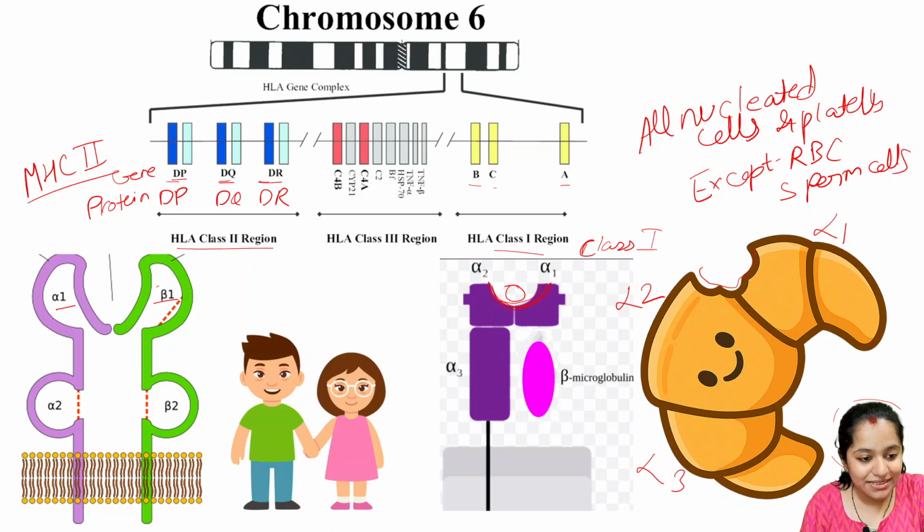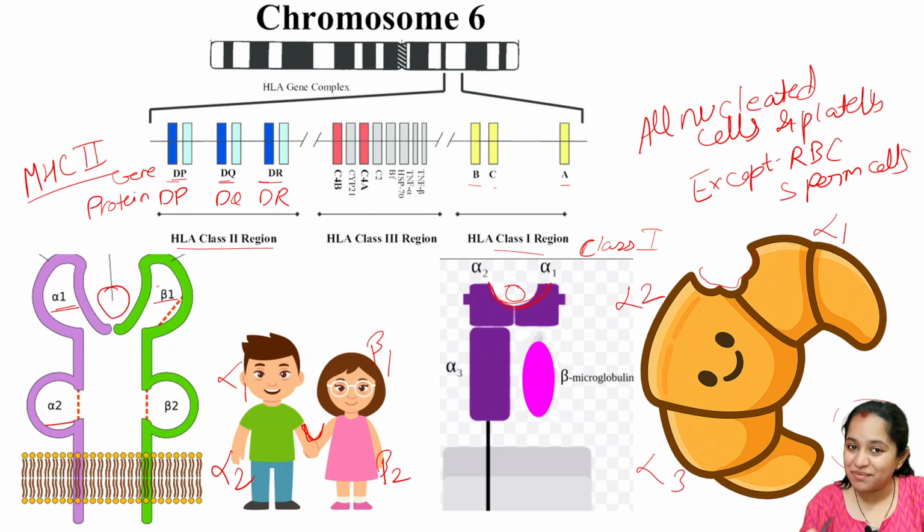The boy is the alpha, okay? It's the alpha 1 domain and this is the alpha 2 domain, and the girl is the beta 1 domain and beta 2 domain, okay? They are holding hand, which has a groove present. This is the part where the antigen will come and bind. The antigenic peptide will come and bind. This is the cleft, okay?